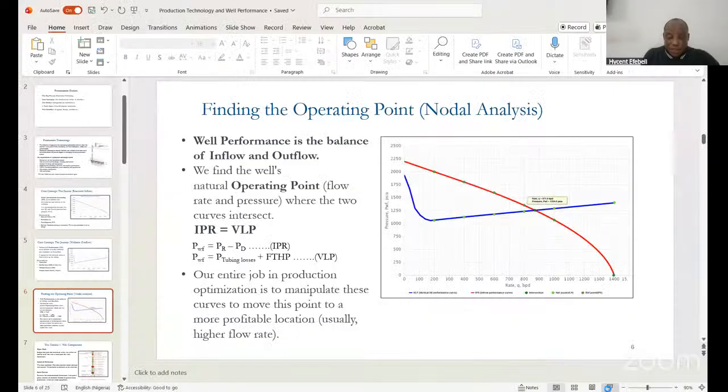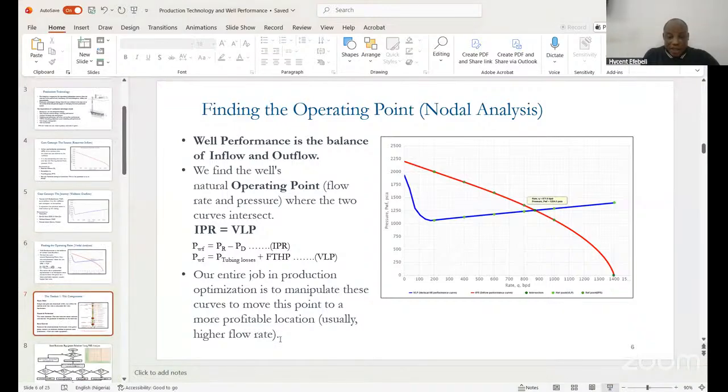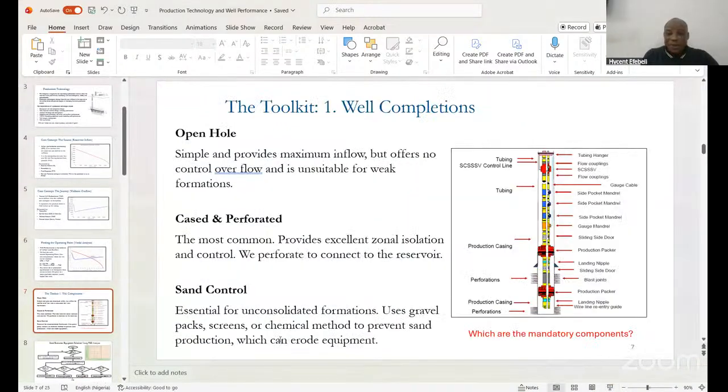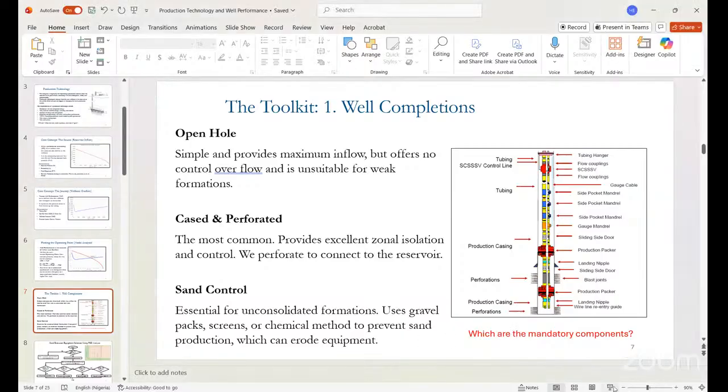I'm trying to see the hands that may be up. Or somebody can just unmute quickly and mention the ones that we need in all our wells. A few of them, please. Can somebody do that for us? Zemefeta, if I pronounced that correctly. Please, you can go ahead.